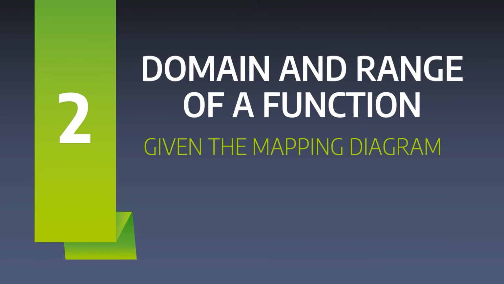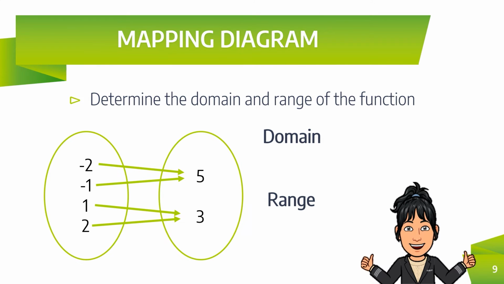Let us now find the domain and range of a function given the mapping diagram. The domain and range are easily recognized in the mapping diagram. The domain is the first set of numbers in the diagram, while the range is the second set of numbers. Determine the domain and range of this given mapping diagram.